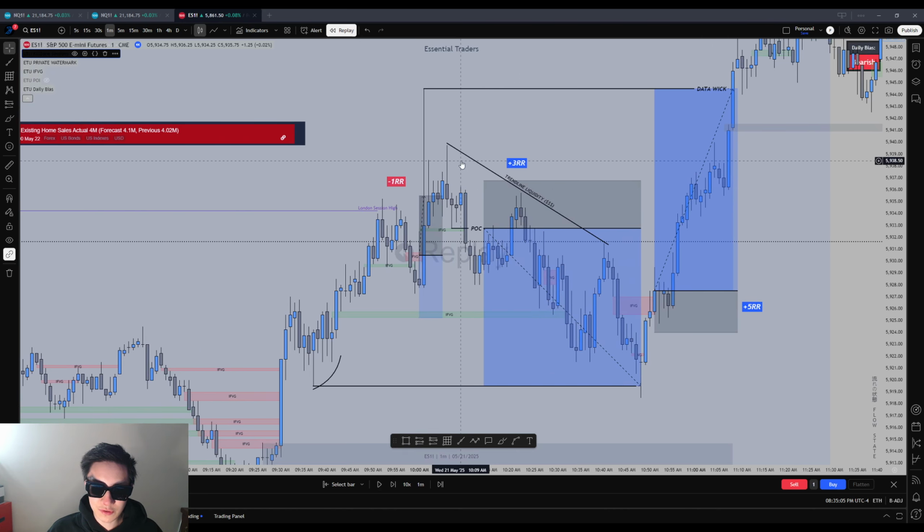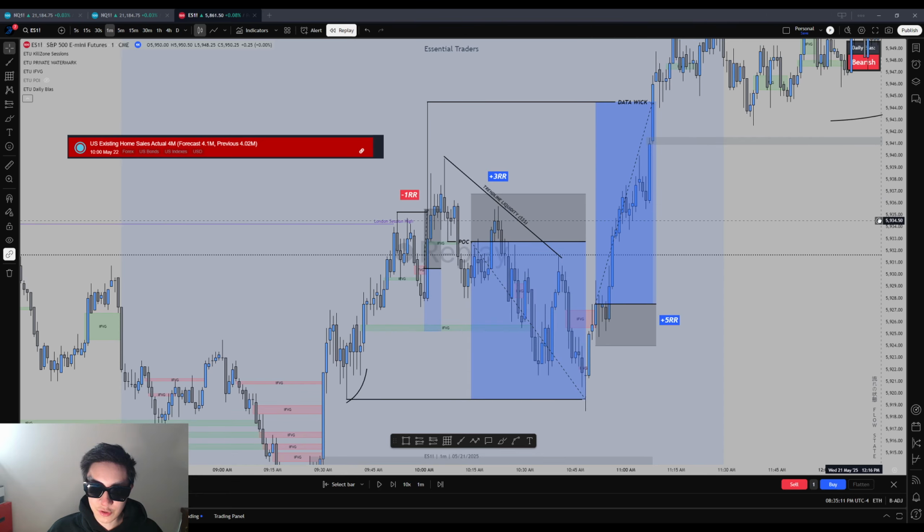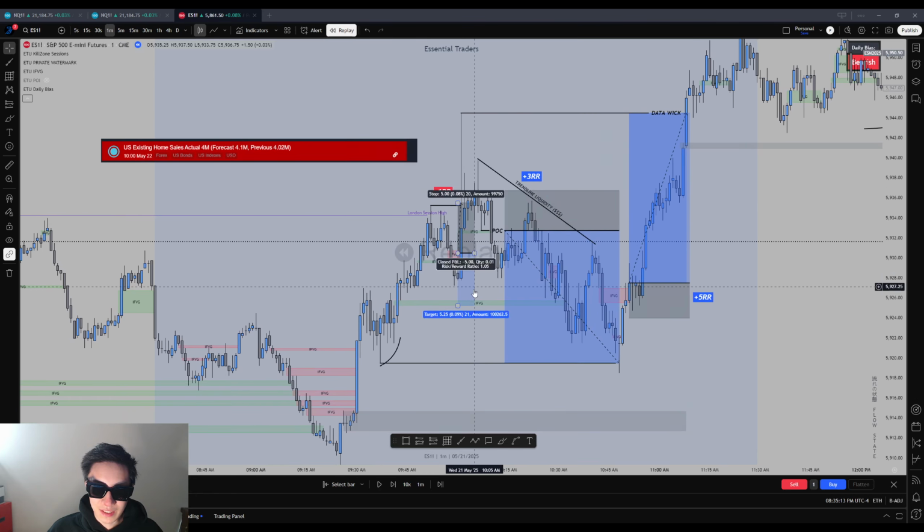Here, I took a POC entry after I got stopped out earlier on my short. I wanted to take another stab going short because obviously we have the data wick as confluence to take out the low, but also we have inducement right here below as a really nice clear draw on liquidity.